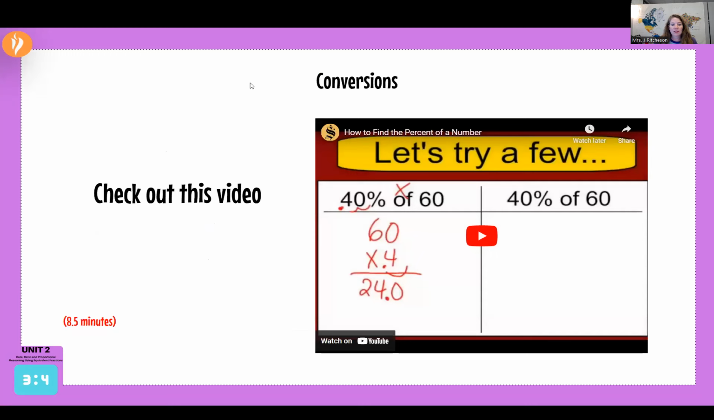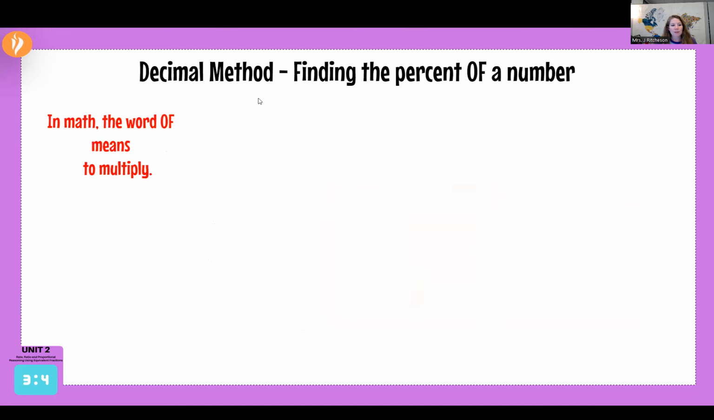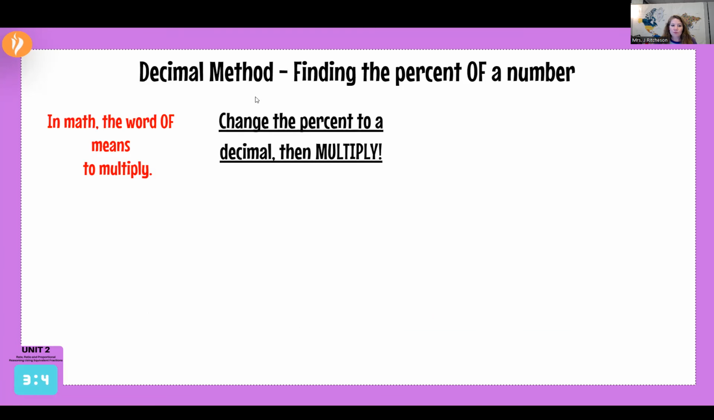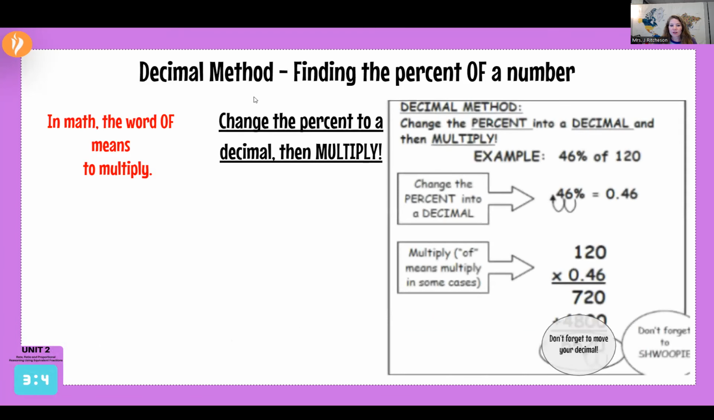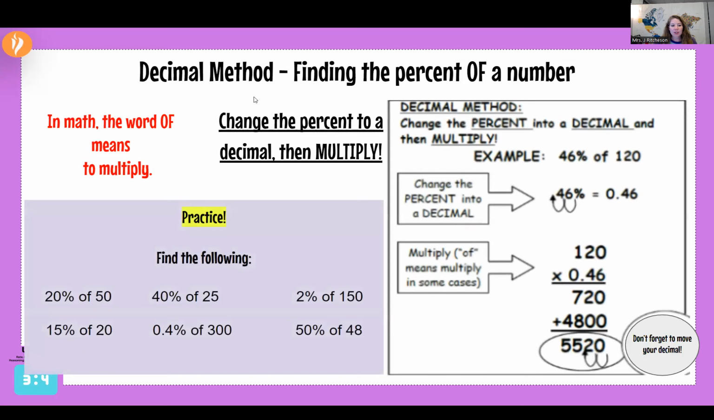So there's a video if you want to watch that. It's 8.5 minutes long. So if you need to, come back to the slide deck and find that video and watch it. So there it is again. And now I want you guys to pause the video. I want you to turn all of these percents into decimals. And I want you to multiply and figure out what the answer of each of these problems is. And then come back and watch the video and make sure you are correct.